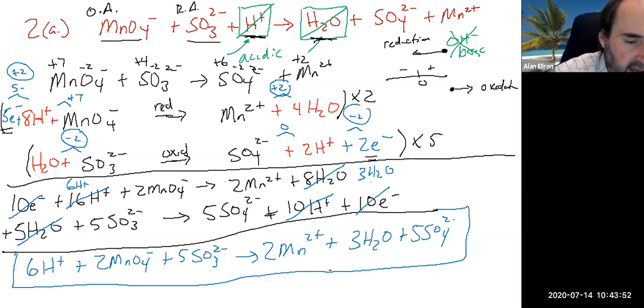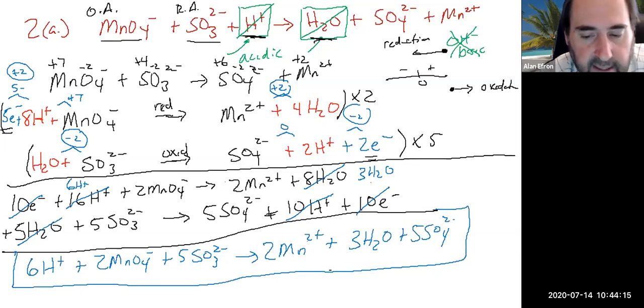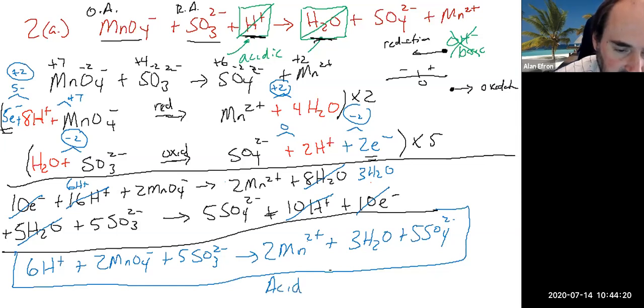Overall charge on the left is plus 6 for the H pluses, minus 2, which gives us plus 4, and minus 10 gives us minus 6. We got plus 4 here, and minus 10 gives us minus 6 on the left and the right. So we are balanced both ways. So this would represent the balanced equation in acidic conditions.